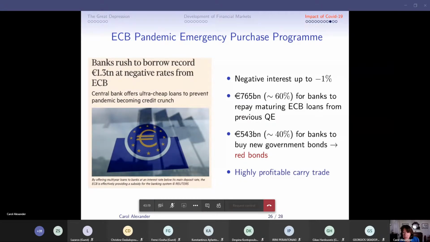So, for example, Monte dei Paschi could borrow at -1%, pay off its debt to the ECB and be left with funds where it can buy Italian government bonds at 7-8% interest. That's an immediately highly profitable carry trade.